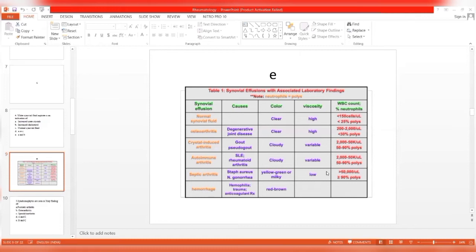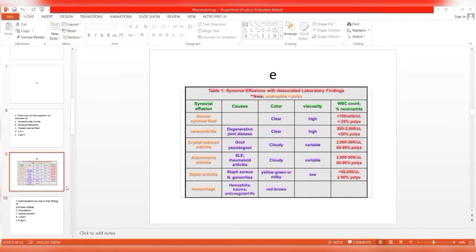You understand? And in case of hemorrhage, hemorrhage means there will be bleeding into the joint space. Blood is red in color, and the color of the synovial fluid is reddish brown. You understand? So this is the first investigation which is given in Davidson regarding rheumatology.